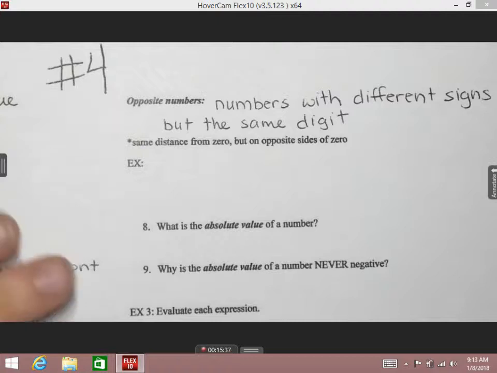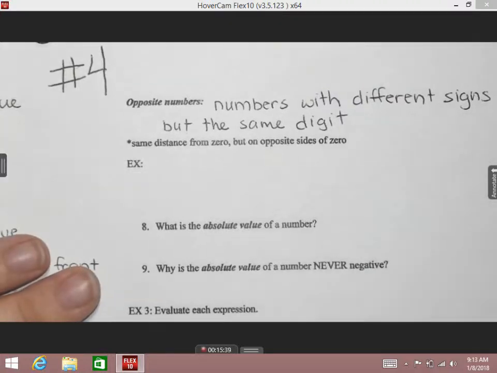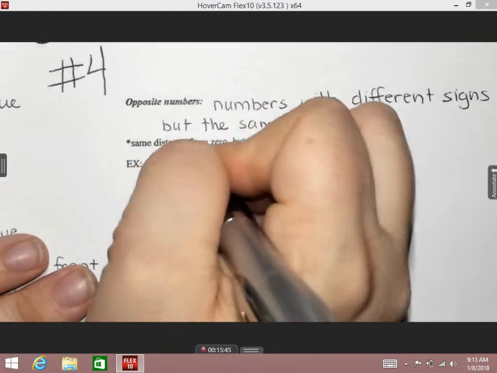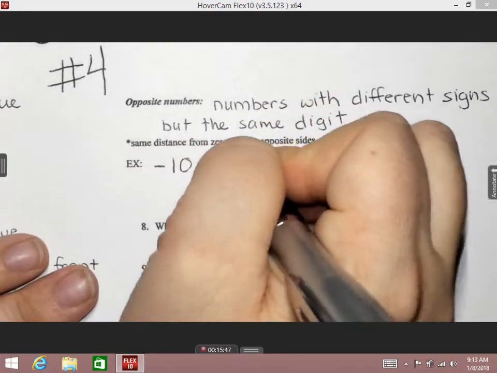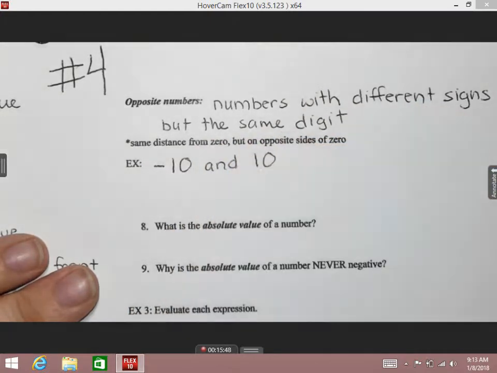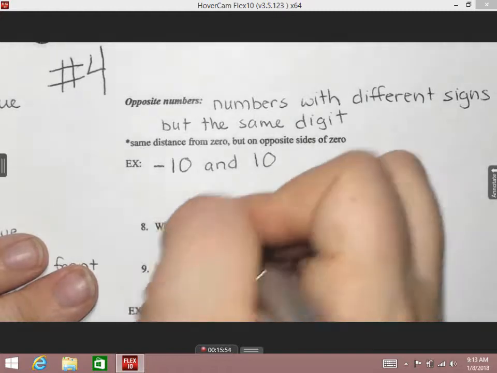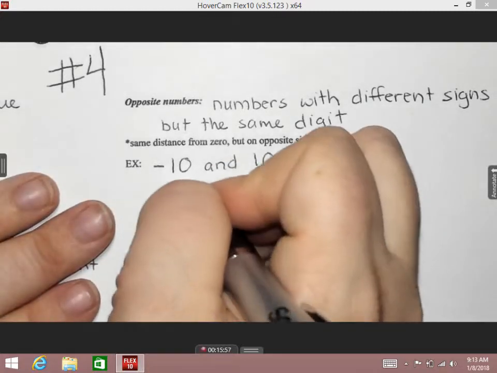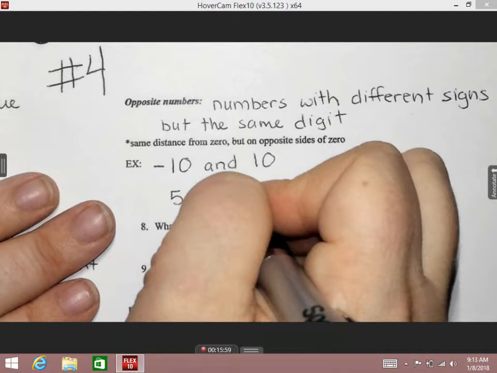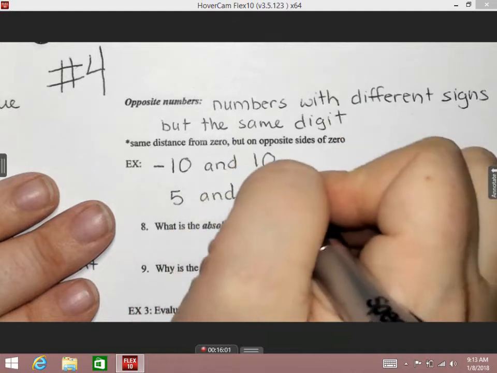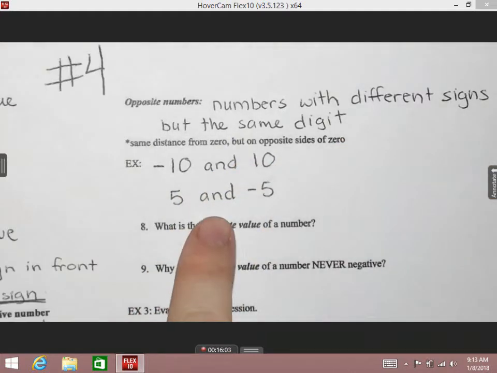So can someone give me a different example of two opposite numbers? Okay. Negative 10 and positive 10, which would be negative 10 and 10. Anyone got another example? Cameron? Negative 5 and 5. We could also write that 5 and negative 5. So those would be opposite numbers.